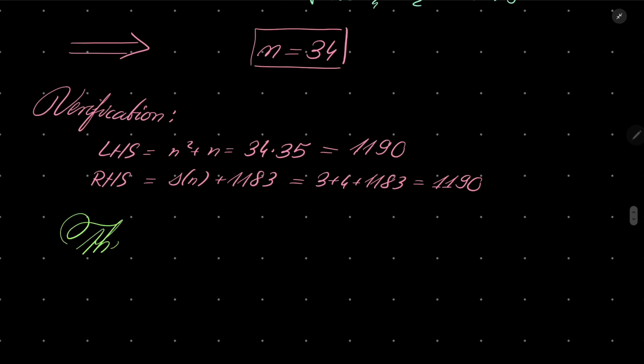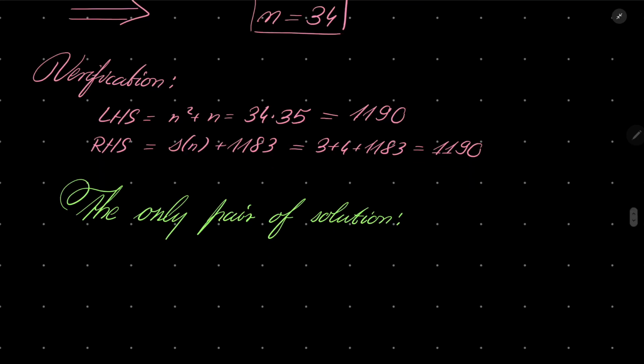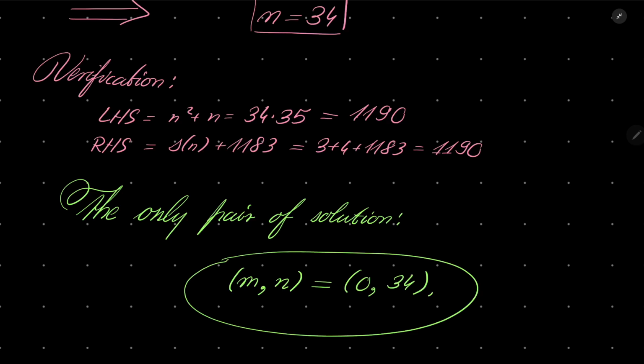The only one, and remember m was 0. The only pair of solutions: m must be 0, n must be 34. Very well, and that closes our reasoning, our video.